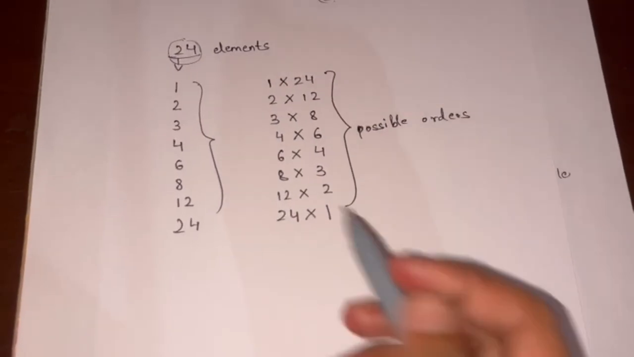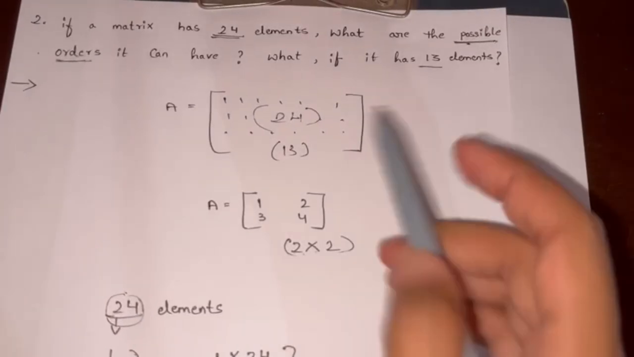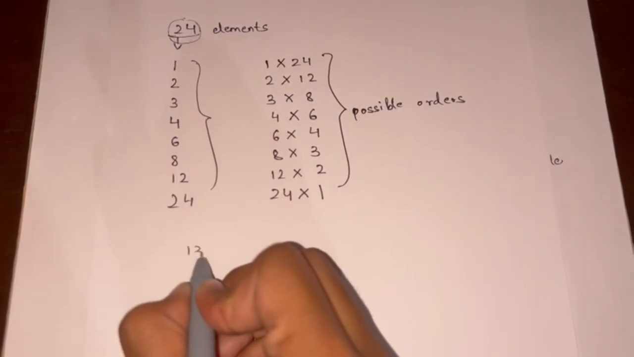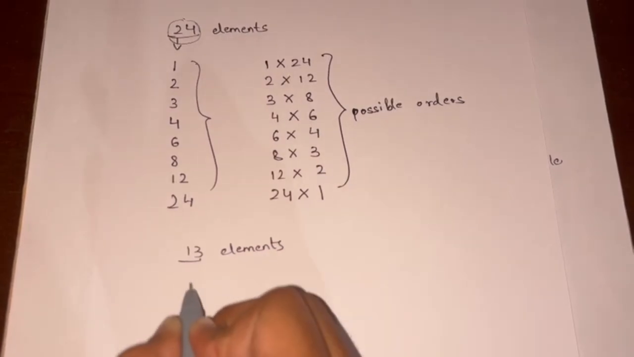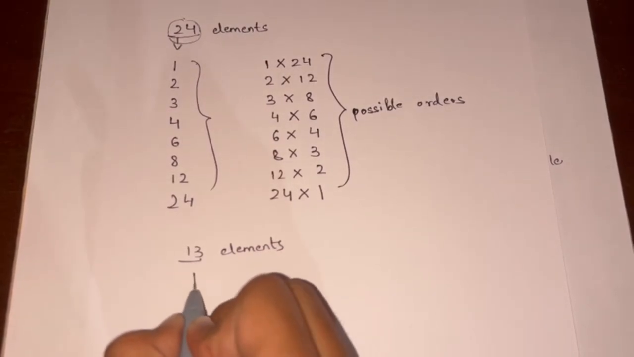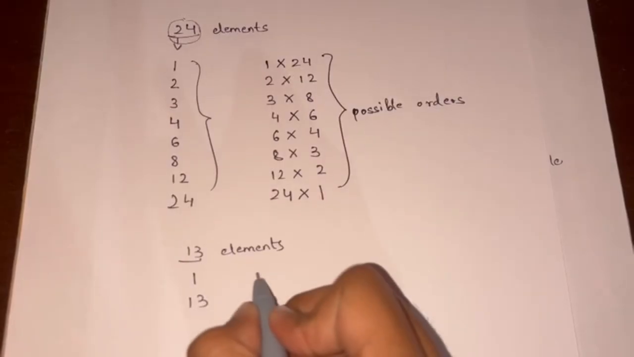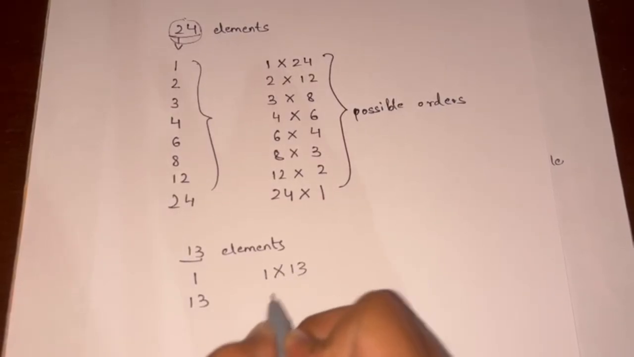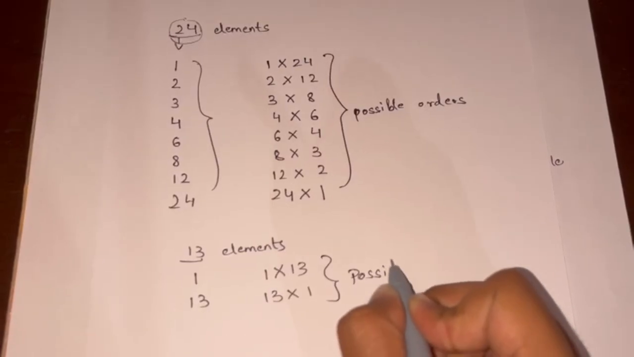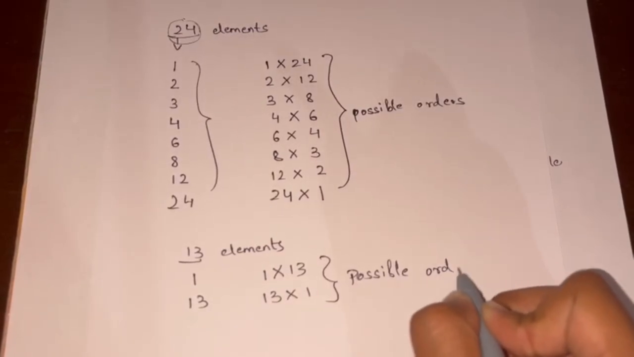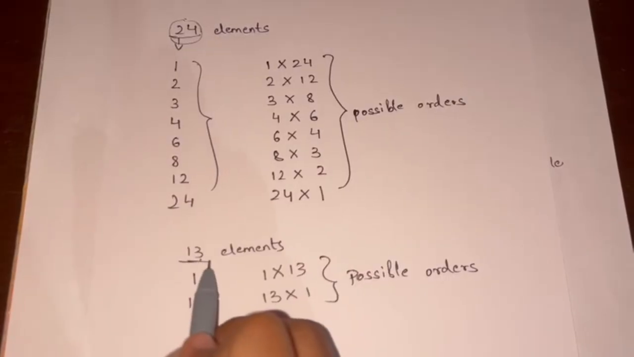So the second question here, we can see, is the possible orders of 13 elements. So let's see for 13 elements. Let's write the factors. For 13, the factors are 1 and 13 itself. And just write down the factors, 1 into 13 and 13 into 1. So these are the possible orders we can get for 13 elements.